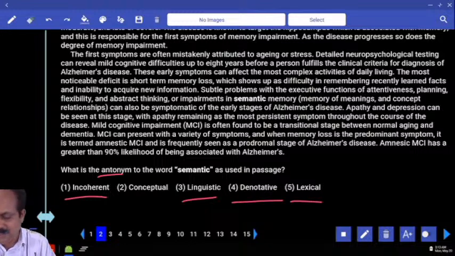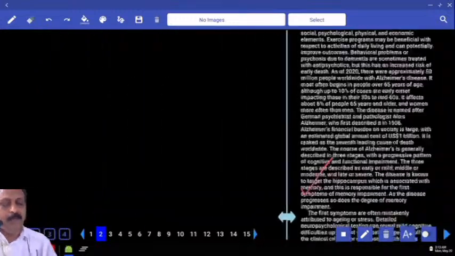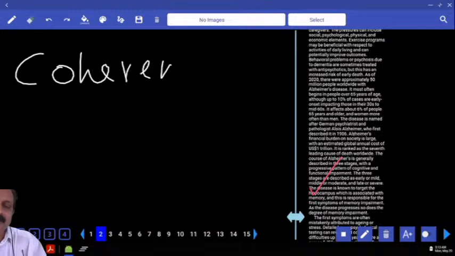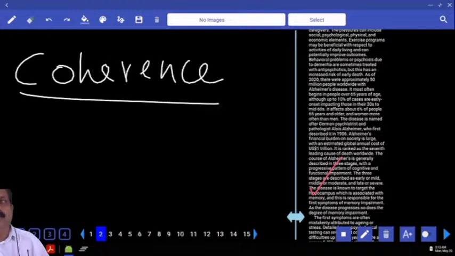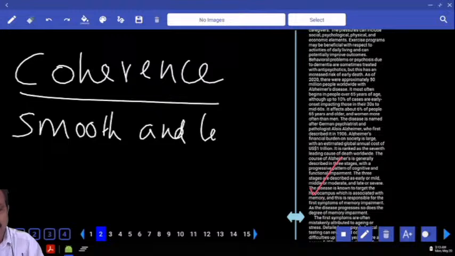So what is the answer here? First option, have you chosen? Incoherent. Now write the meaning of the word. First you write one word, coherence. Coherence is an important word. It goes with writing skill. Writing skill is all about coherence. Write the meaning of that particular word. Coherence means smooth and logical flow of sentences.